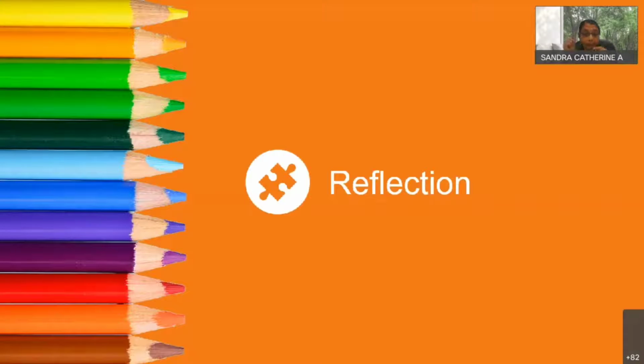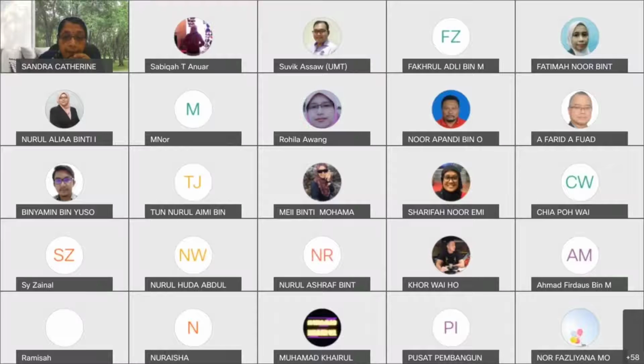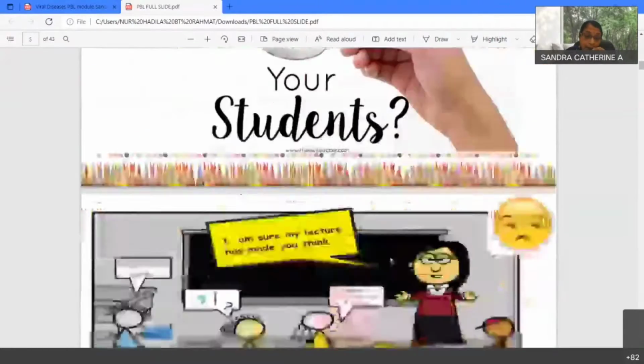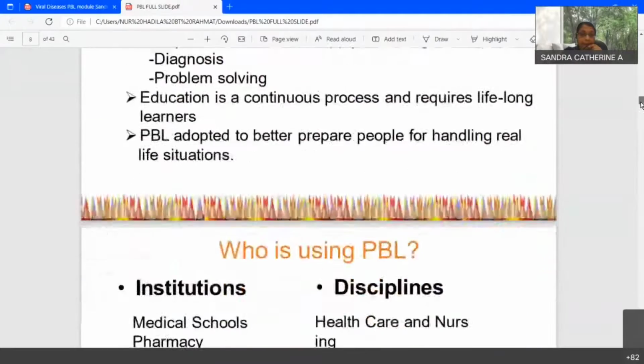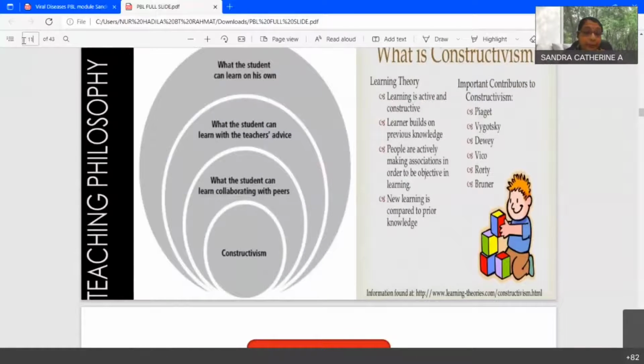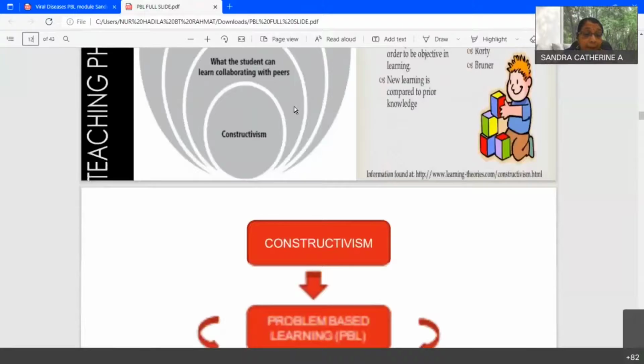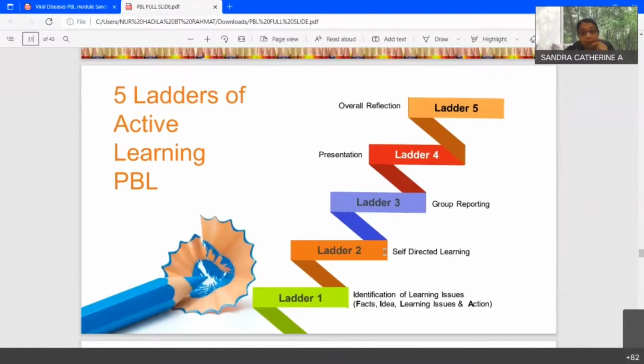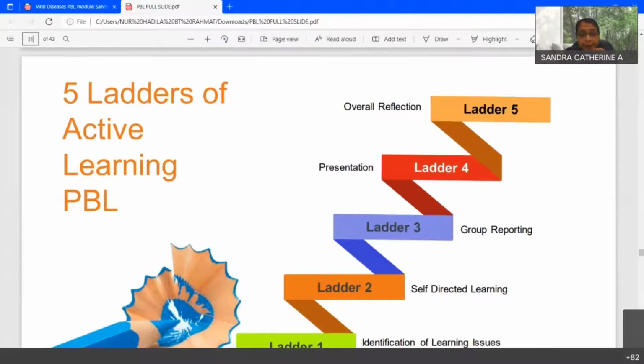Okay. Just one more thing that I would like to share. Dila, can you share the PBL full slide? PBL full slide. I think slide number 31. 31. So this is the full slide which also will be given to all of you. Slide 31, yes. Okay, so this is the 5 ladders of PBL. I just want to refresh again.